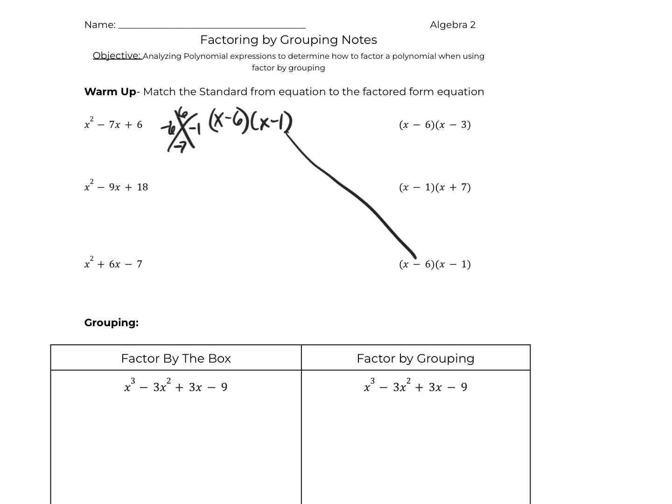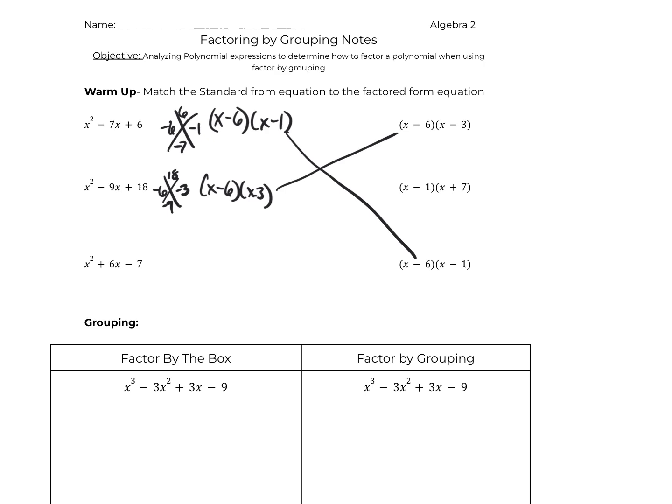X squared minus 9x plus 18. So 18 goes on top. Negative 9 goes down here. I need factors of 18 that add up to equal negative 9, and that, of course, is negative 6 and negative 3. So that's x minus 6 and x minus 3, which is up here.